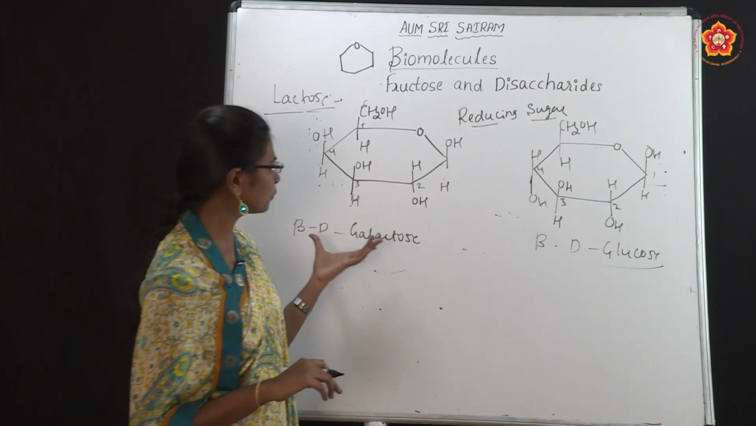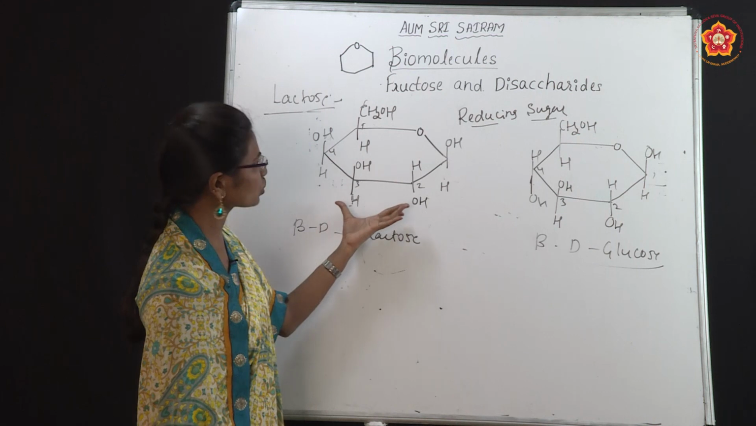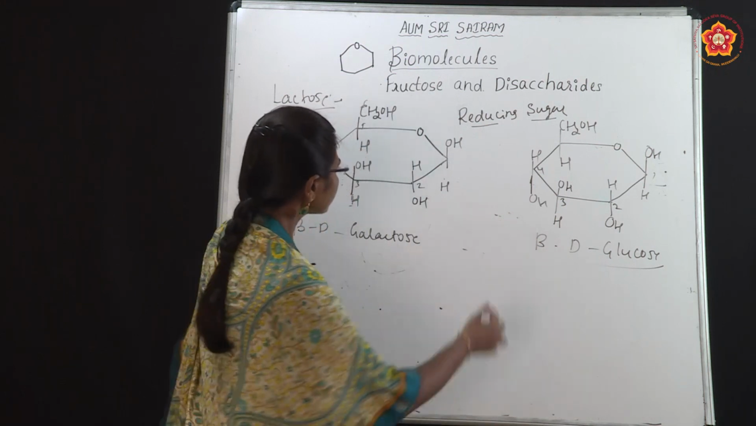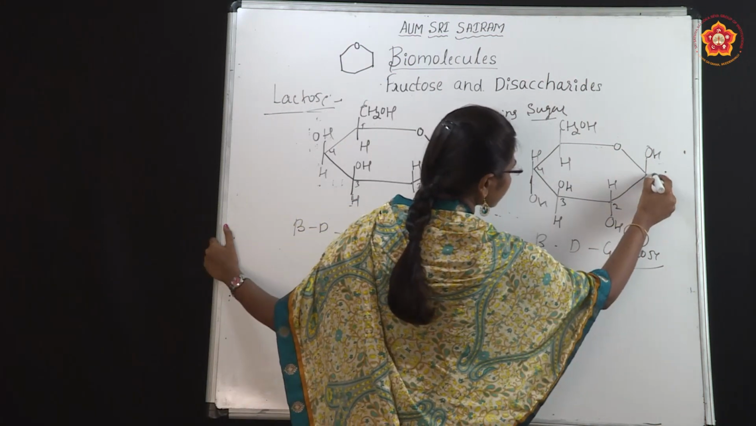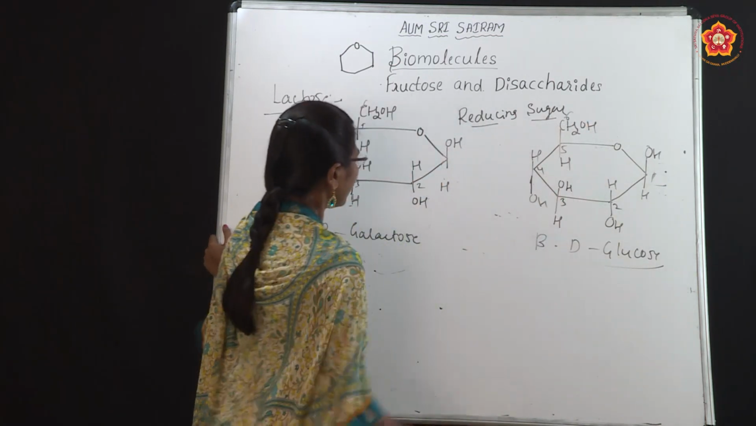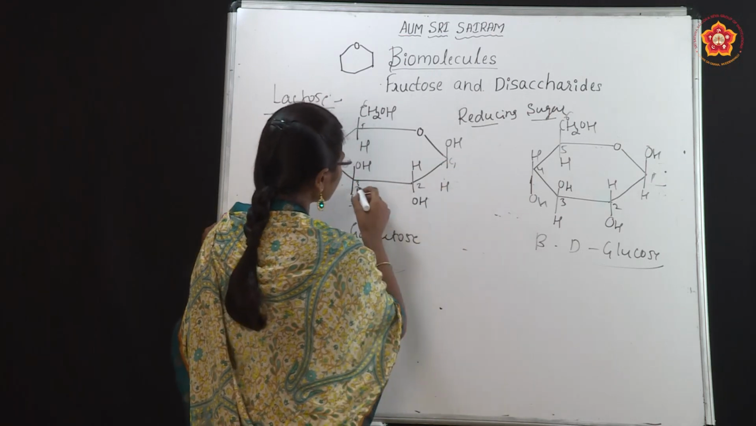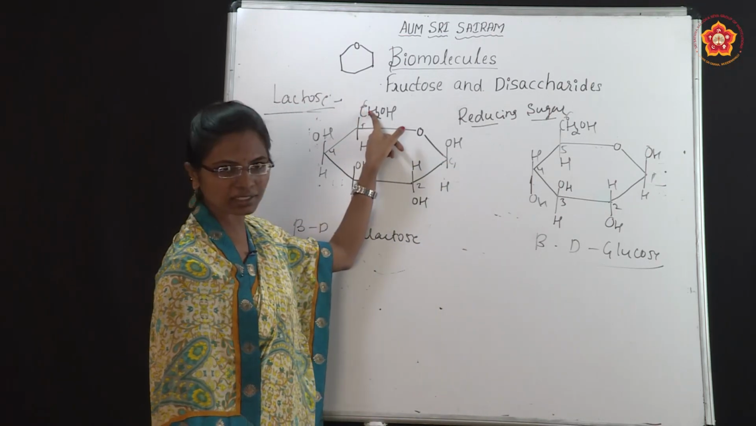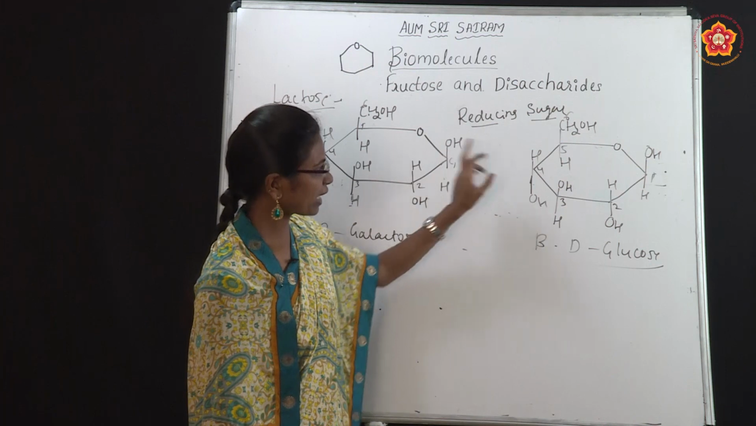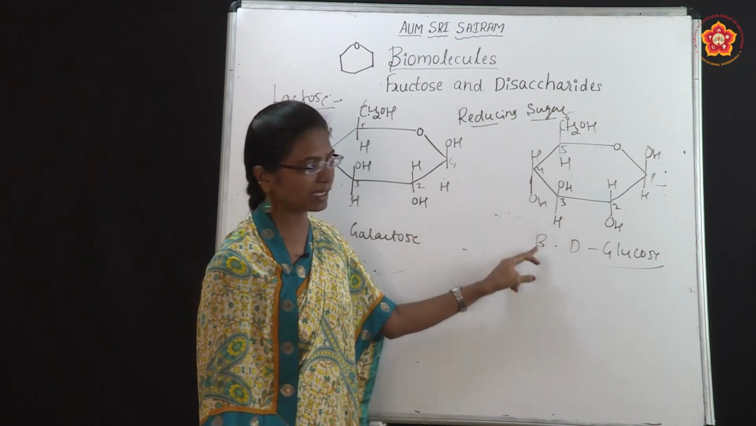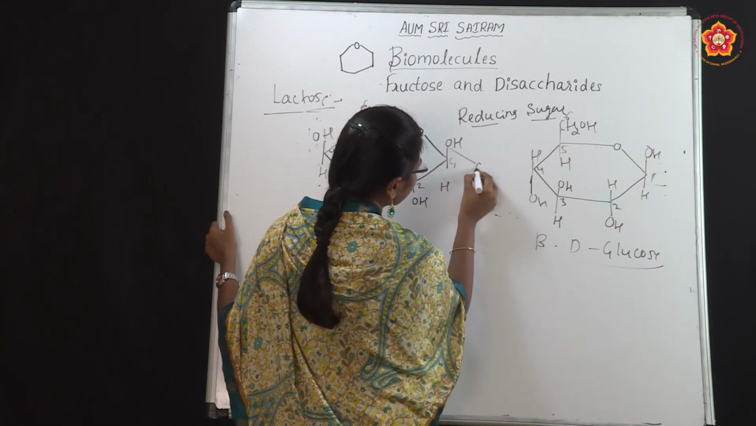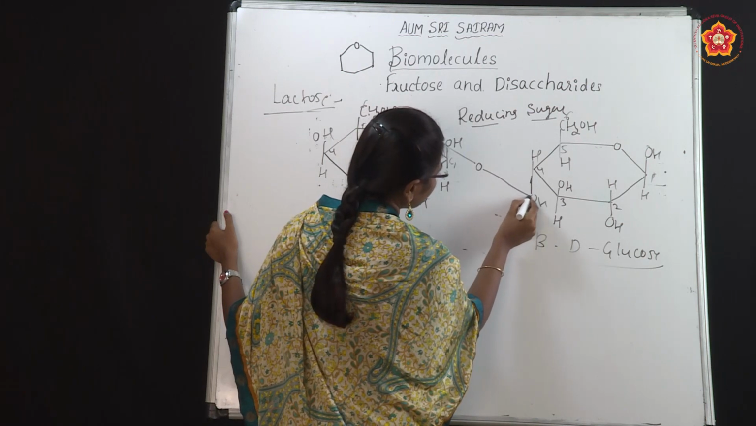See the structure of beta D galactose, and this is the structure of beta D glucose. Here you see this is C1, C2, C3, this is C4 and this is C5 and this is 6. And here this is C1, C2, C3, C4 and C5, here C6. Here the link between C1 of the galactose and C4 of the glucose, that is beta D glucose, takes place. So here the link between C4 and C1.